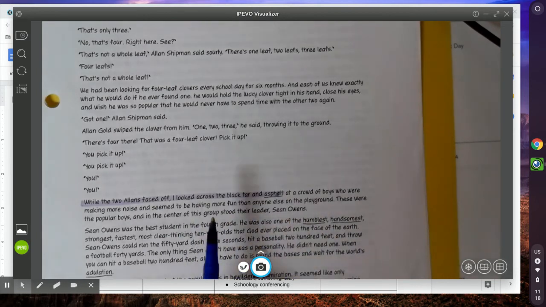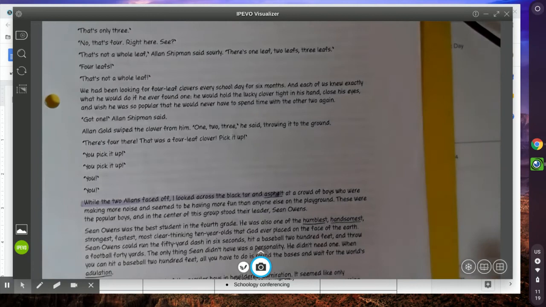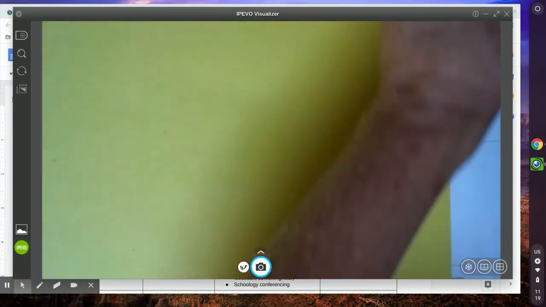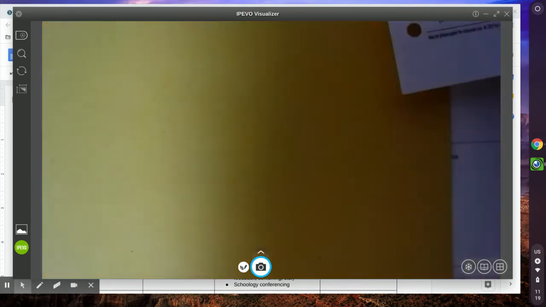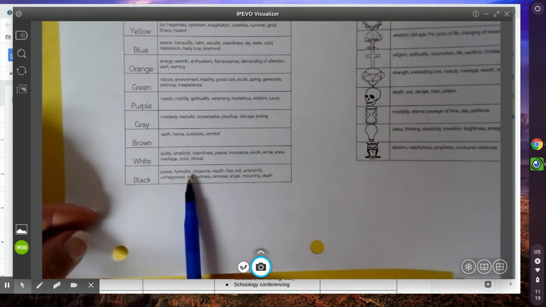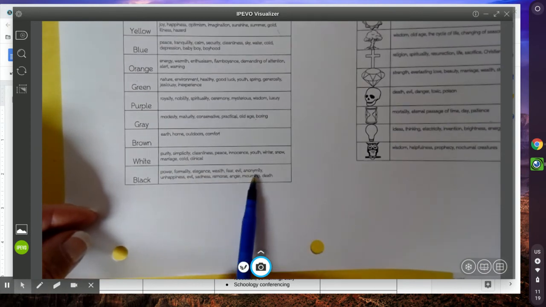All right, I want to say that there is symbolism here with the black tar and the asphalt. There's figurative language there. There's more to it in this setting. This author has created this in the setting so that it just appeals to what's happening with this character, and it helps create a mood. Okay, and I'm going to help you remember what black is again. So black: power, formality, elegance, wealth, fear, evil, anonymity, unhappiness, sadness, remorse, anger, mourning, and death.